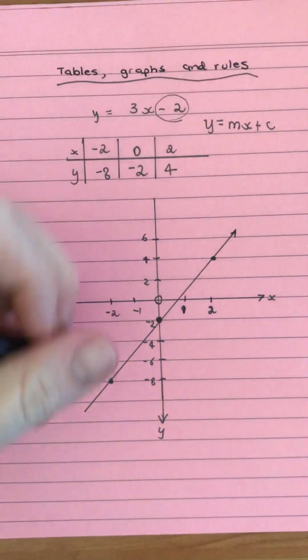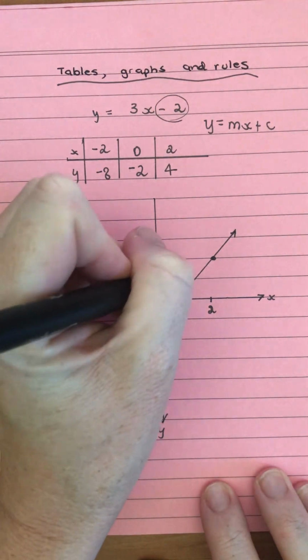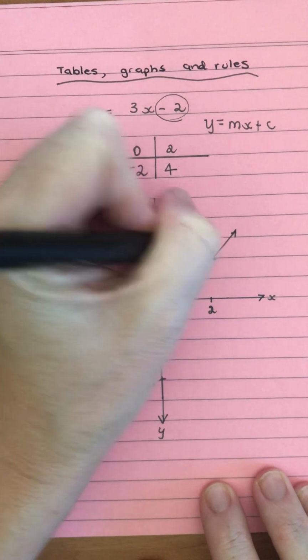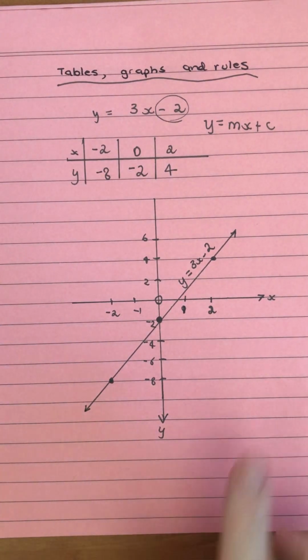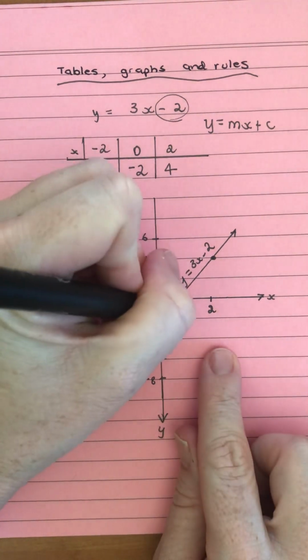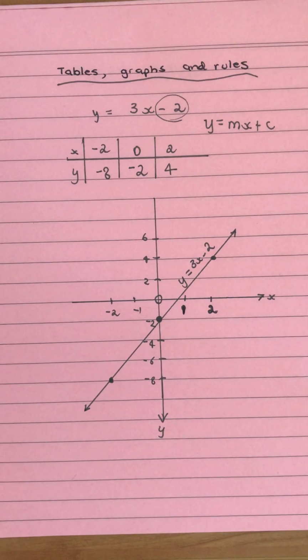When we graph, we always want to write the name of the graph on there. So I'm going to write y equals, and we've got 3x take 2. That's the name of that graph. And I've got my x and y labelled on my axes as well. And I've got my numbers, just going to make that a little bit clearer, on my graph.